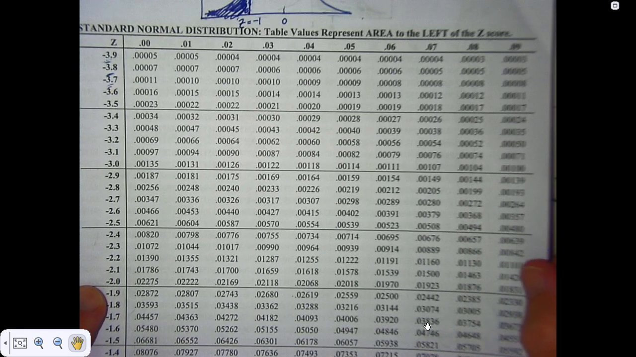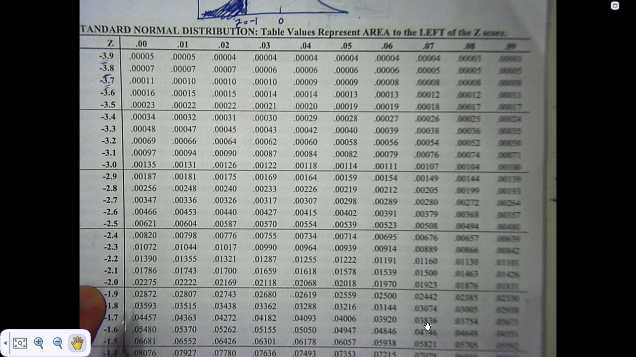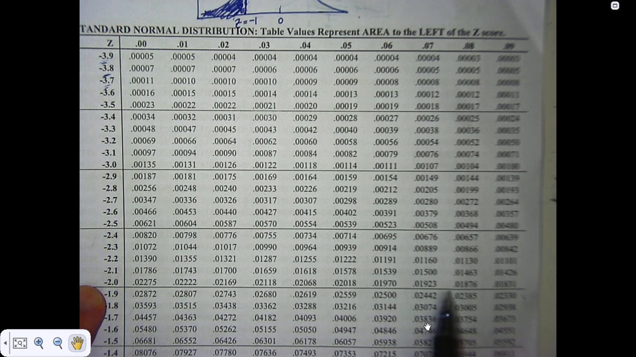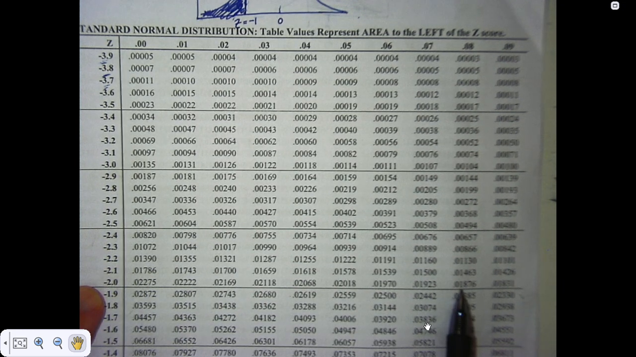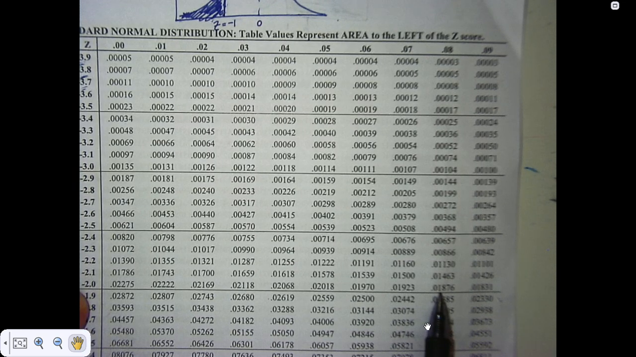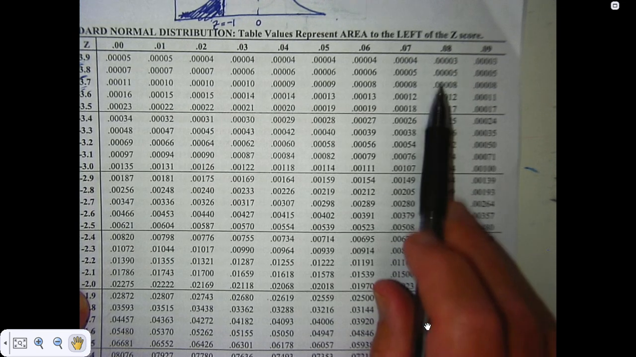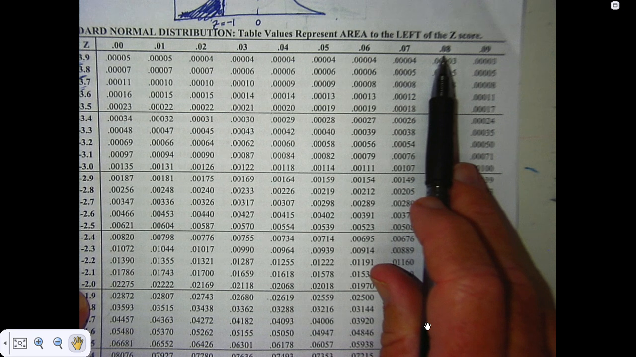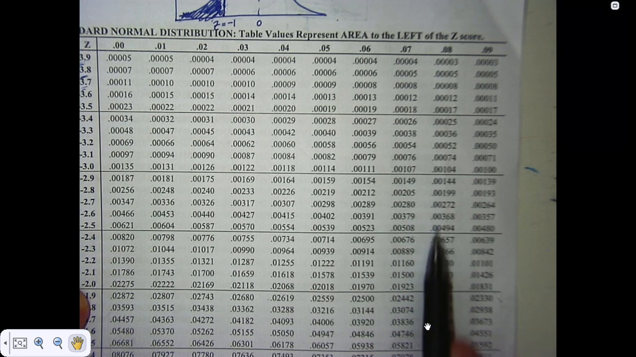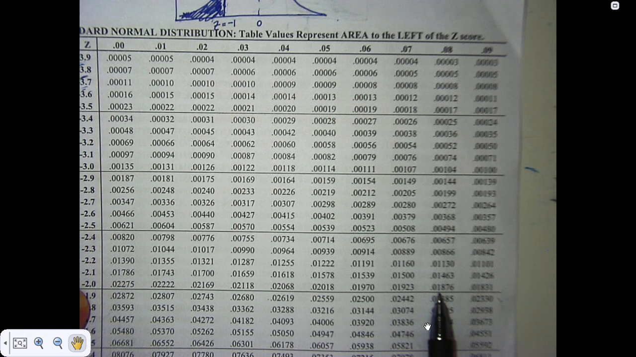So there we are. And we're going to go all the way across to the 8th column. You see the 0.08 up here. It's not as clear, but it's there. And 0.01876.